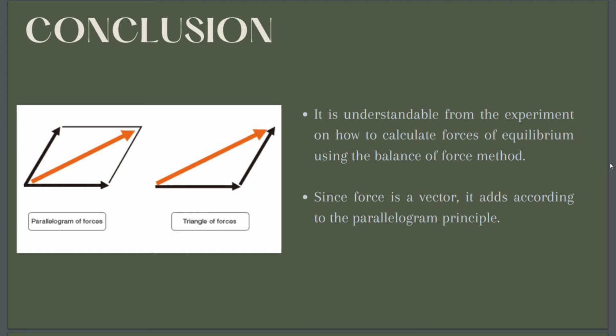For the conclusion of this whole experiment, equilibrium is when all the forces acting on a body are balanced. It means the values of force acting on a body are balanced. And then the calculations involved in this experiment, involving the trigonometric function, are used to determine every component of forces. From this experiment also, students can understand how to calculate forces of equilibrium using the balanced force method, like the triangle of forces and the parallelogram of forces.